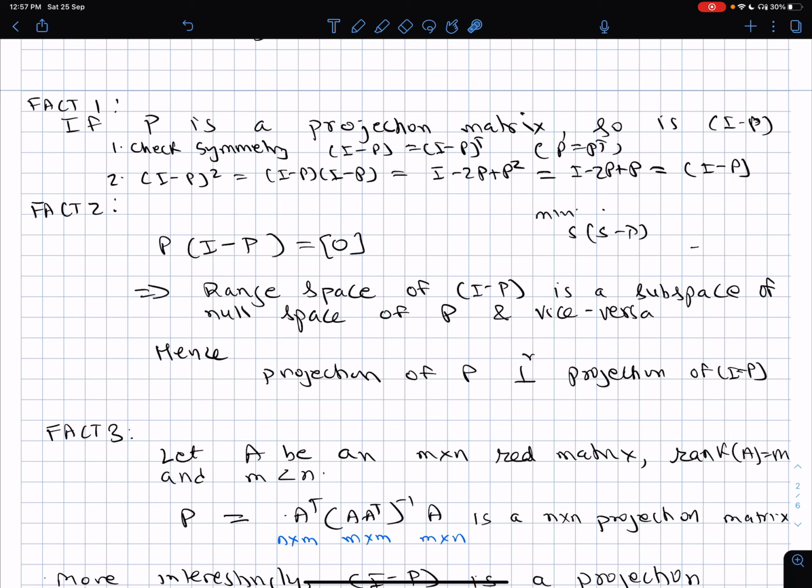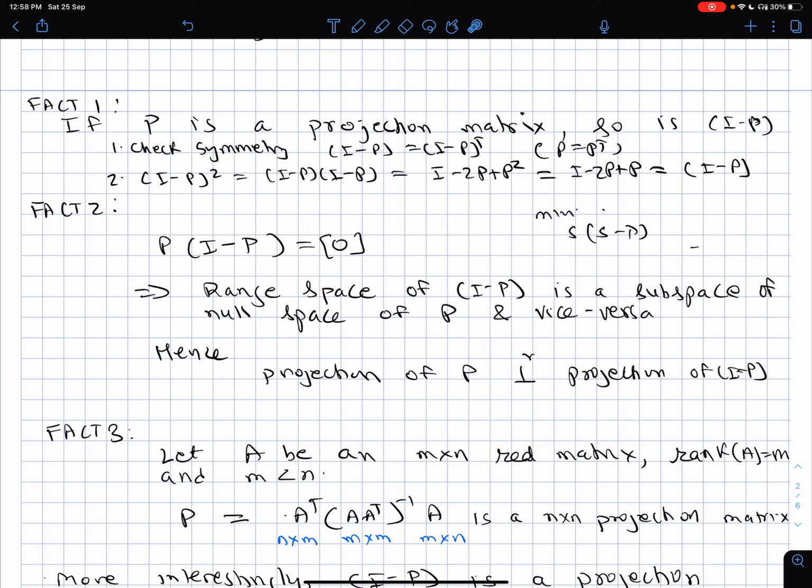You just look at the matrix I minus P into P, which is also equal to 0. So therefore the complete range space of P lies in the null space of I minus P, and together, because P plus I minus P is equal to I, their range spaces will generate the complete R^n space.